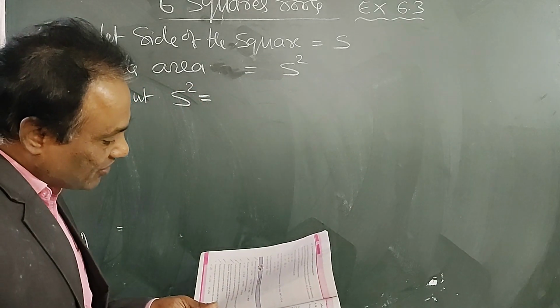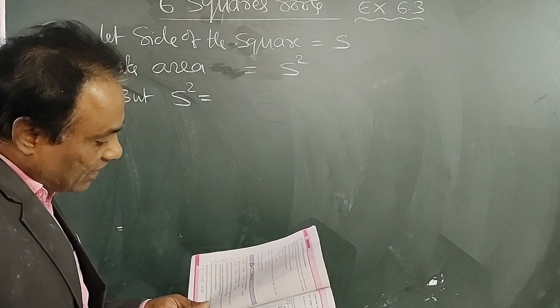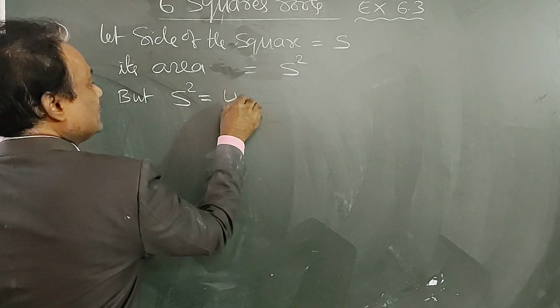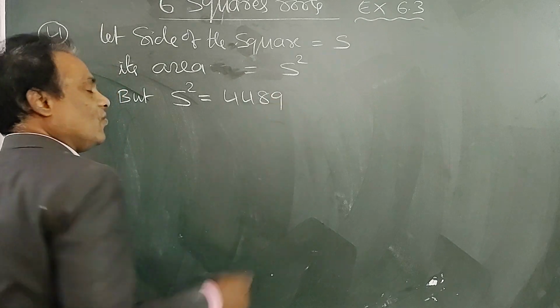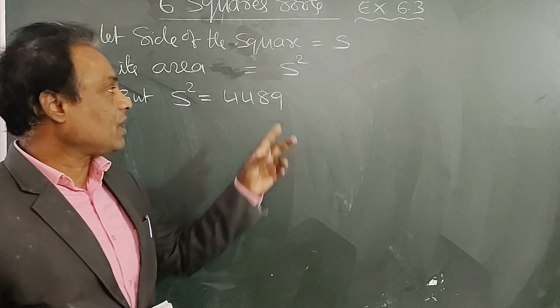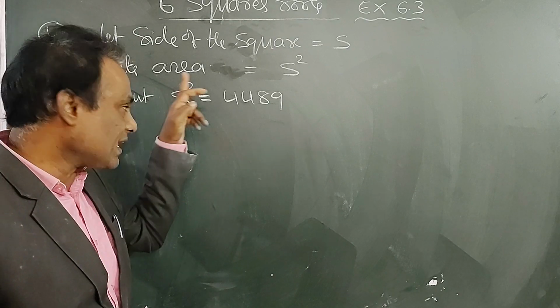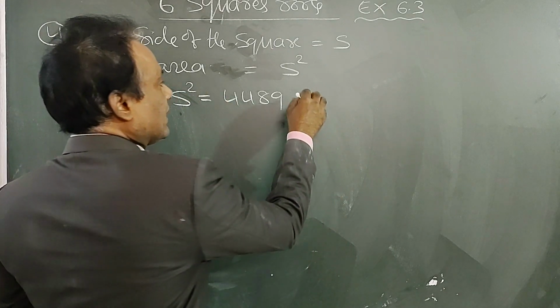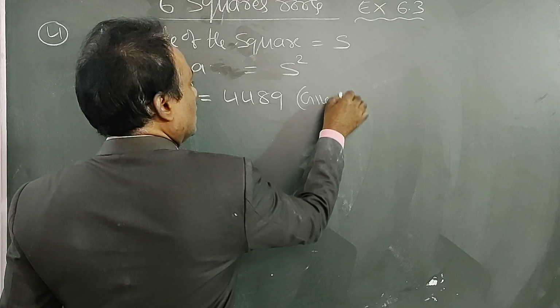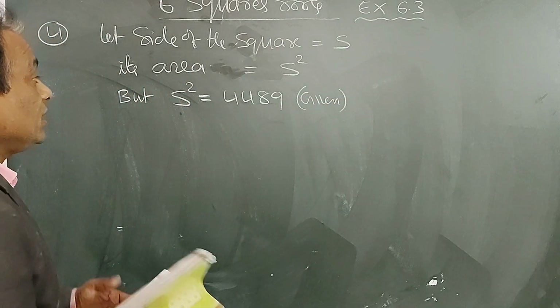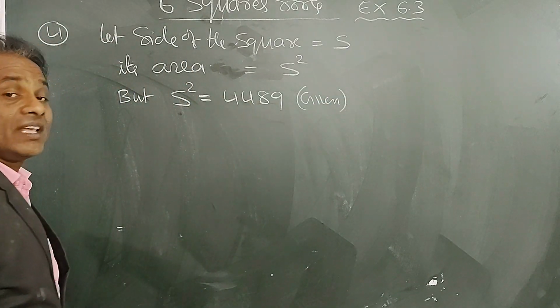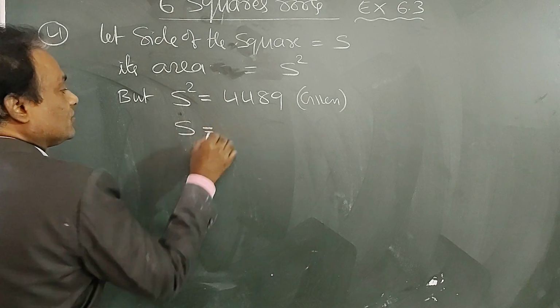But area is given. Area is 4489. What is the area of square formula? S square. This is our formula for area. But area is given as 4489. That is given. Now the question is, if S square is equal to 4489, what is S?